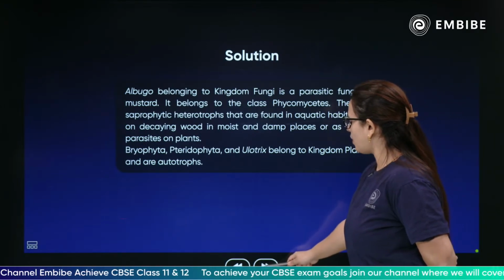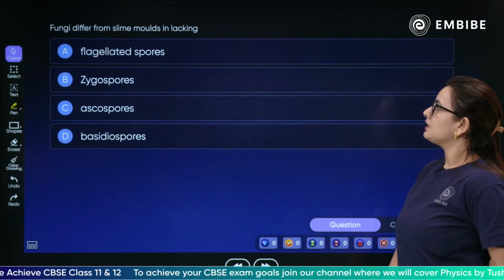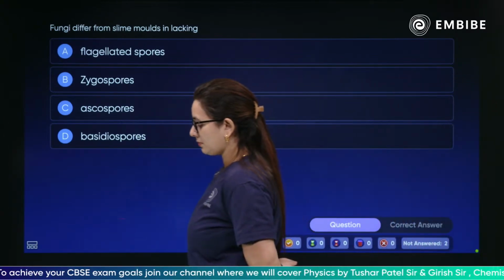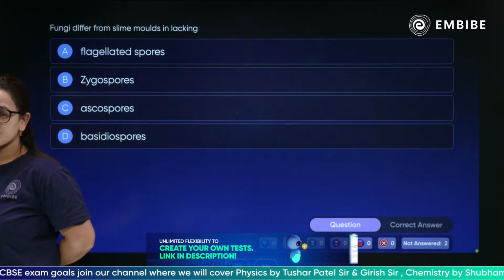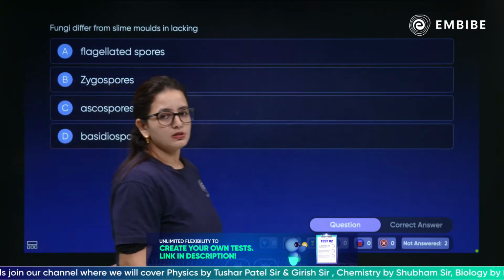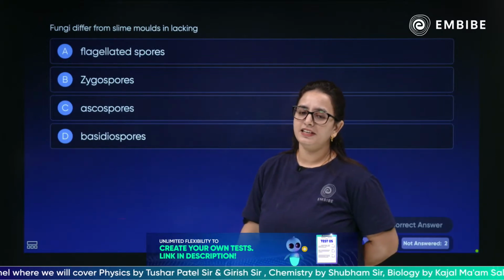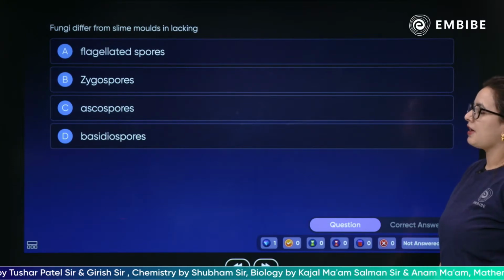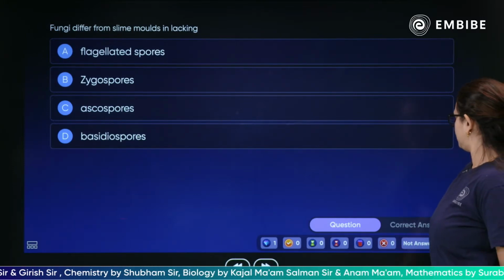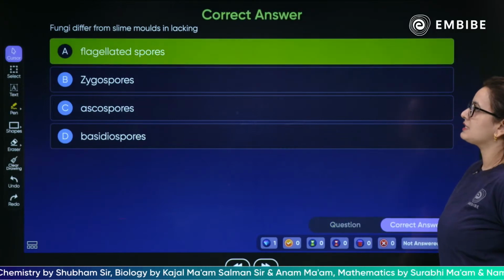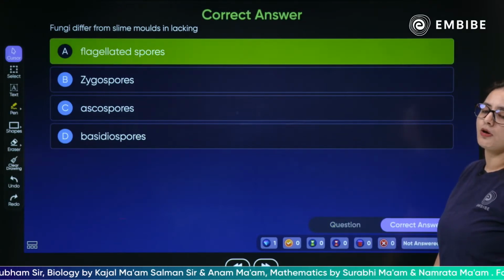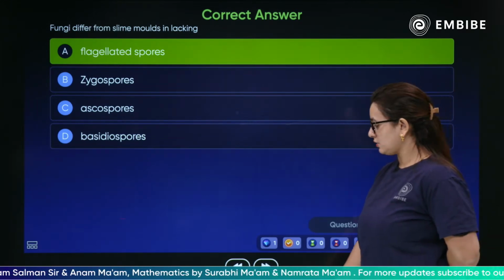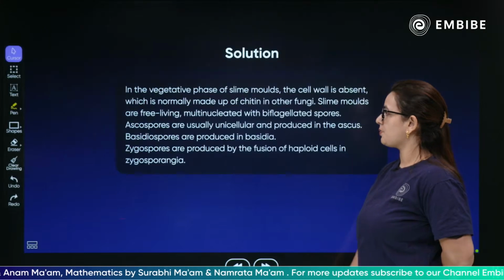Okay. Moving forward, let us have another question. The fungi differ from the slime molds in? How do you think the fungi differ from the slime molds? Flagellated spores, zygospore, ascospore, basidiospores? What do you think the slime molds have and fungi do not have? So, children, the slime molds possess flagellated spores. The fungi differ from slime molds because they lack flagellated spores. Okay.